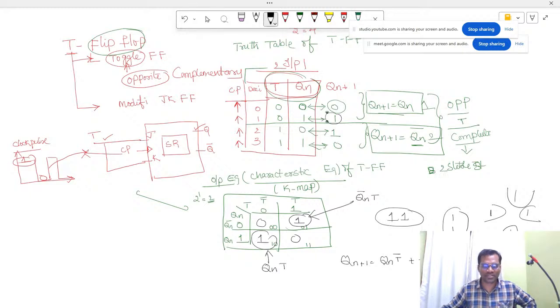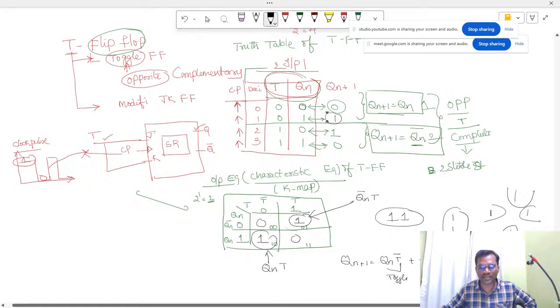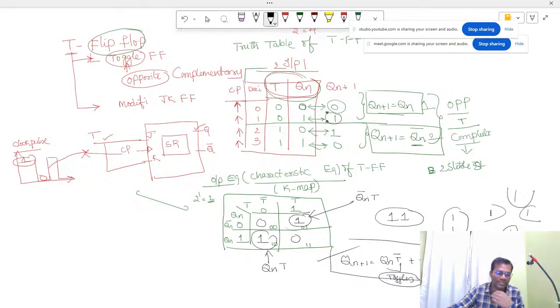T. So you can see here Qn and T are toggle in nature. Therefore, this flip flop is called the toggle flip flop. So this is called the output equation or the characteristic equation of which flip flop? T flip flop. Very, very important. The examiner will ask, draw the truth table of a T flip flop, and if he wants to ask more, write the characteristic equation of a T flip flop.